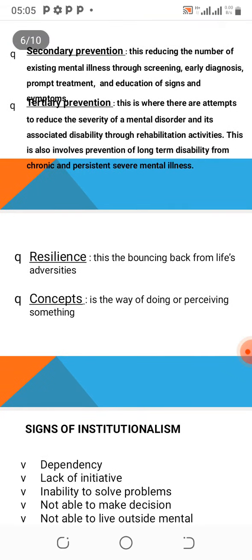Then resilience. This is the bouncing back from life adversities. Okay, so this person, we call them resilient. Someone has been sick for quite some time and they get up, they become well. They say this patient is resilient. Life adversities, they may be financial. So that is what we call resiliency. Concept. This is the way of doing or perceiving something.